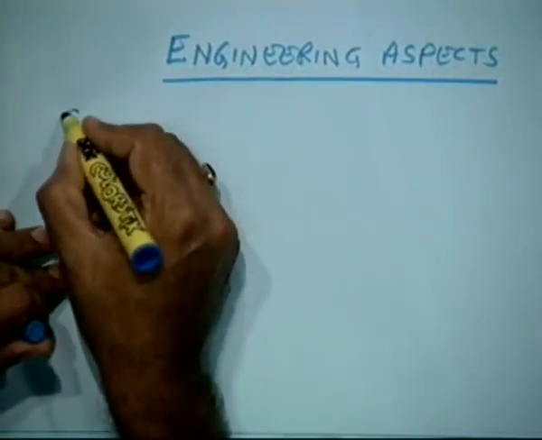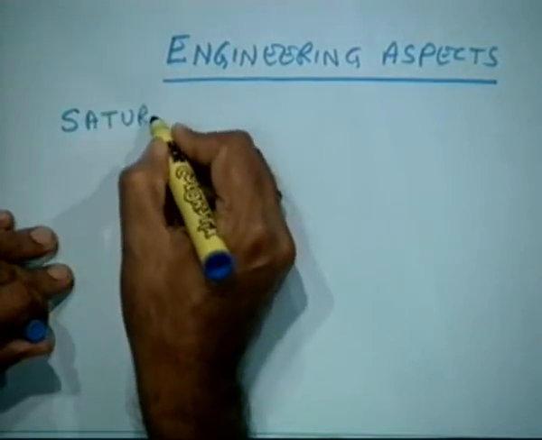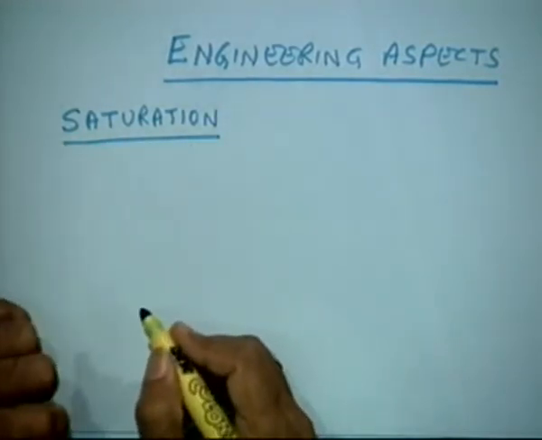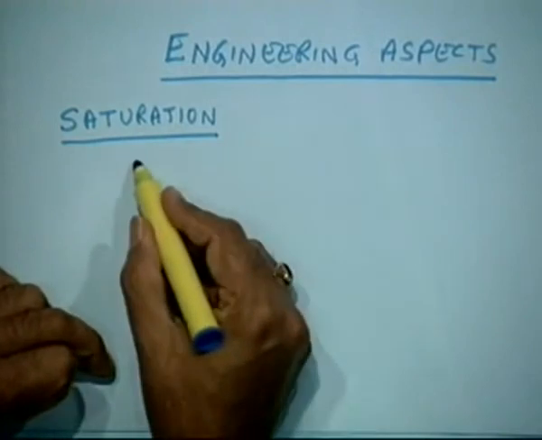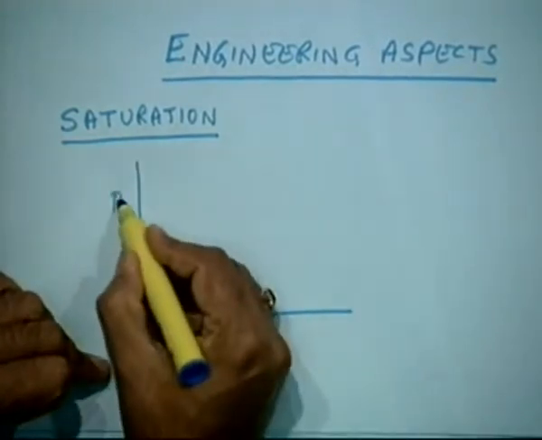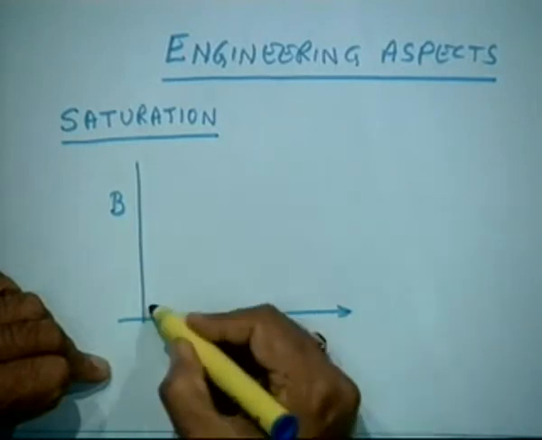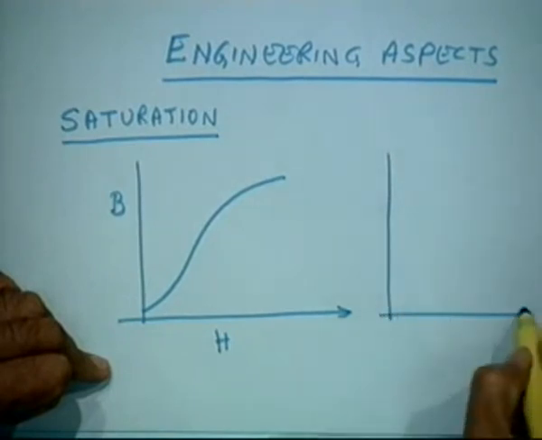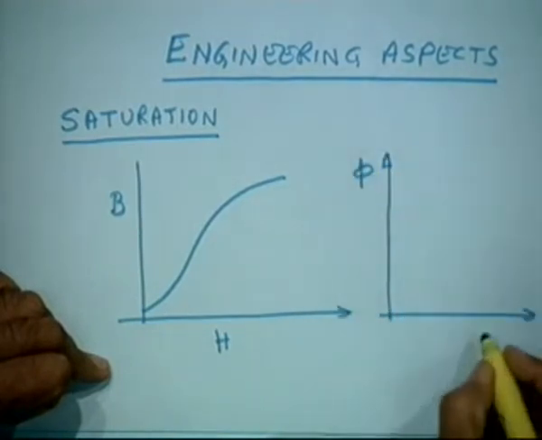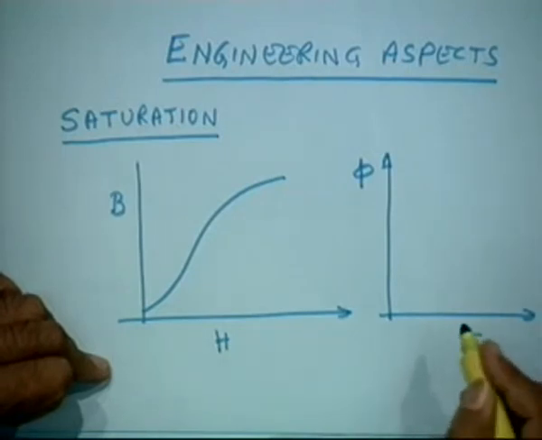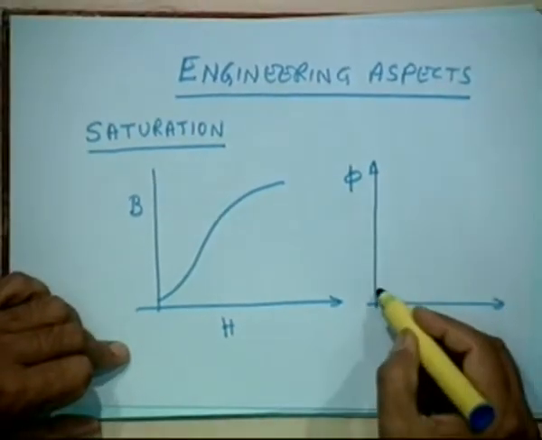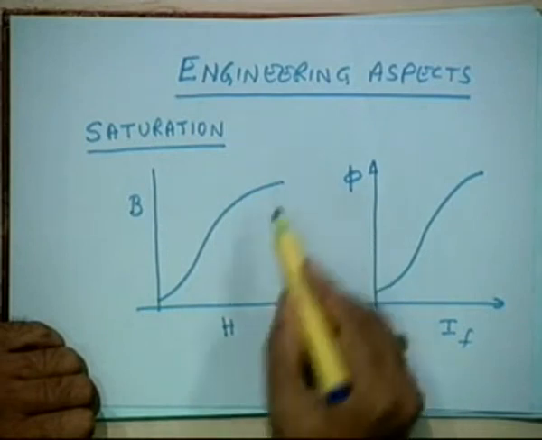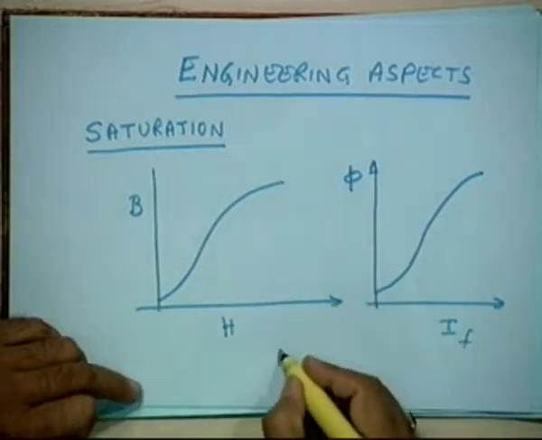One is what is known as saturation. Saturation, you know there is a BH curve which goes like this. So, accordingly there will be the flux. To produce the flux you require a magnetizing current IF. So, that also will follow a saturated route. So, there is unsaturated, there is saturated. So, this is called the magnetization characteristics.